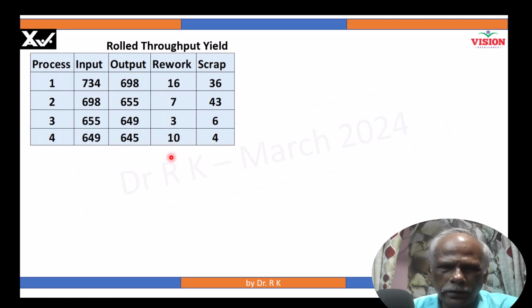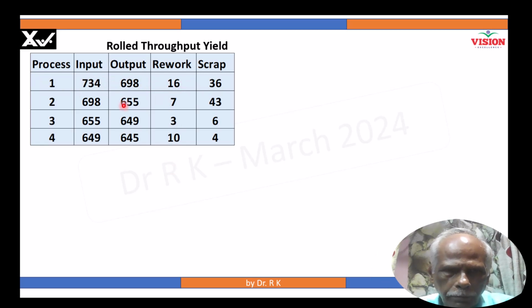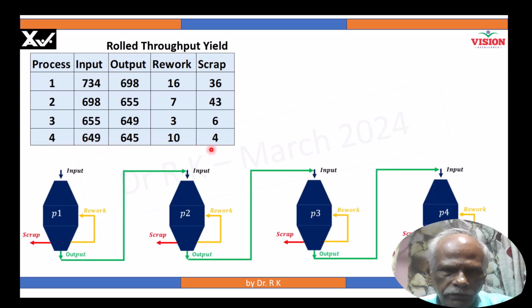We are having 4 processes. We will know how to calculate the first pass yield for the first process, second process, third process, fourth process. I'll tell you the simple calculation is output minus rework divided by input. 698 minus 16 divided by 734 is the first pass yield for process 1. For process 2, 655 minus 7 divided by 698. For process 3, 649 minus 3 divided by 655. Don't subtract scrap. 645 minus 10 divided by 649, because 645 is already obtained by subtracting 4 from the input. 649 minus 4 is 645.